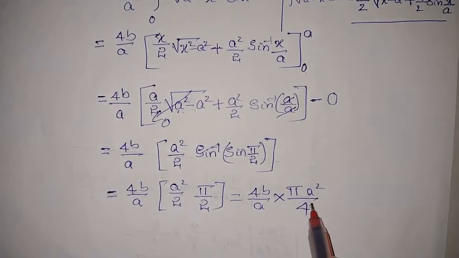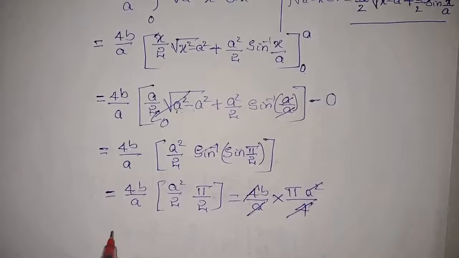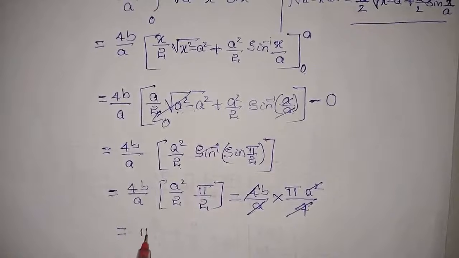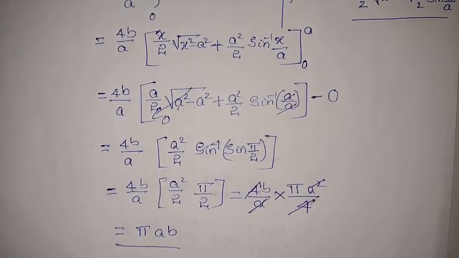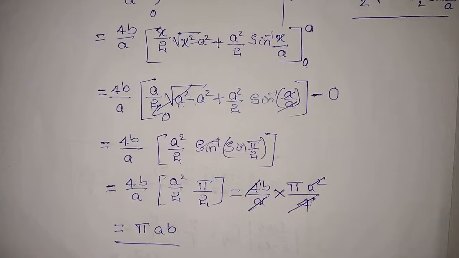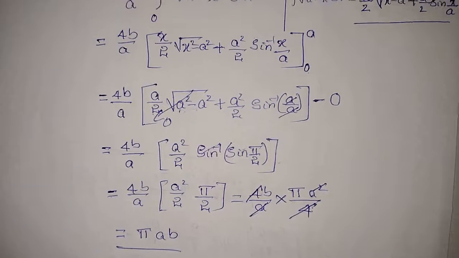Which terms are cancelling? 4 gets cancelled, one of the a gets cancelled, remaining the area is pi a b. This is the required area of the region bounded by x square by a square plus y square by b square is equal to 1.